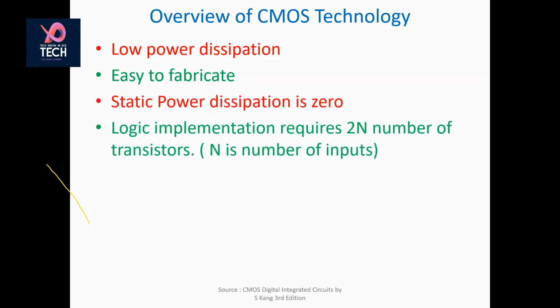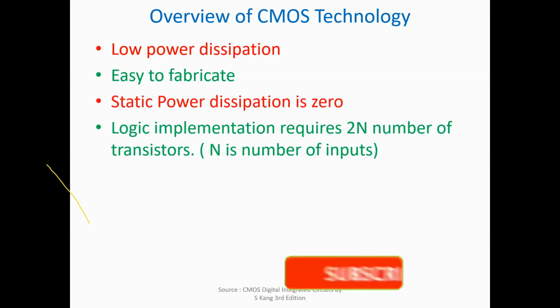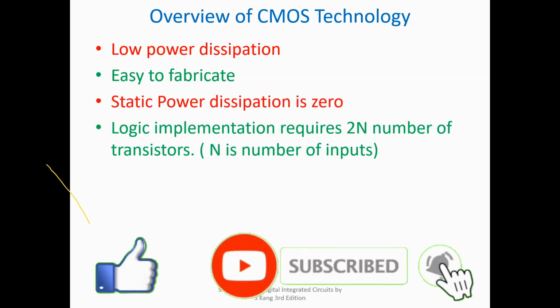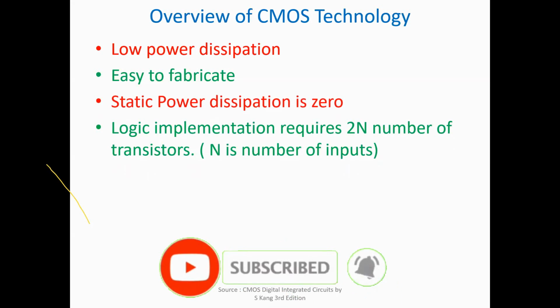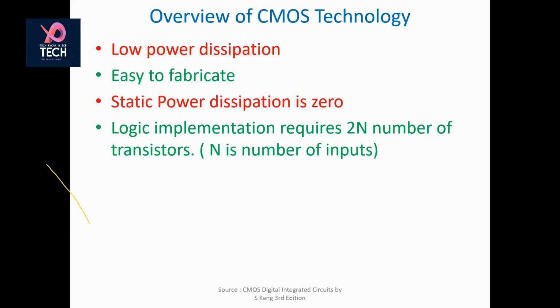Then other thing about CMOS technology is that to implement any logic, you need 2n number of transistors. Suppose you want to make an inverter. So inverter has one input. So how many transistors are required? 2n. Two transistors are required. Similarly, if you have a two input AND gate or NAND gate, how many transistors are required? 2 into 2. So 4 transistors are required for a NAND gate. So this is just the overview of CMOS technology.